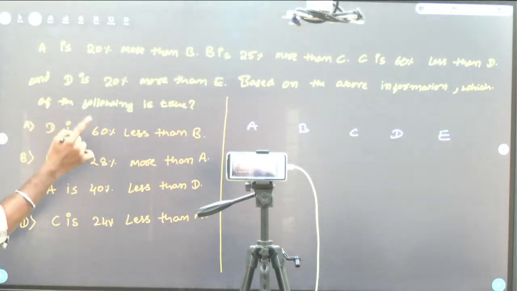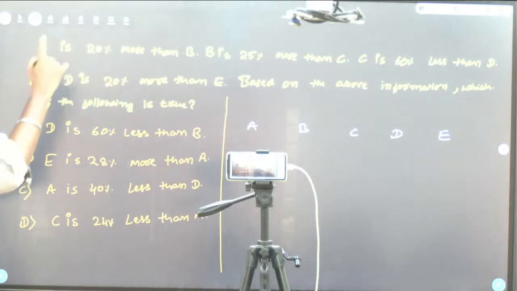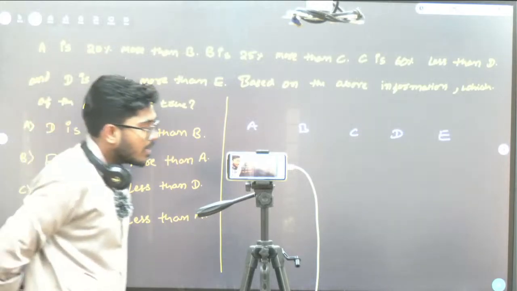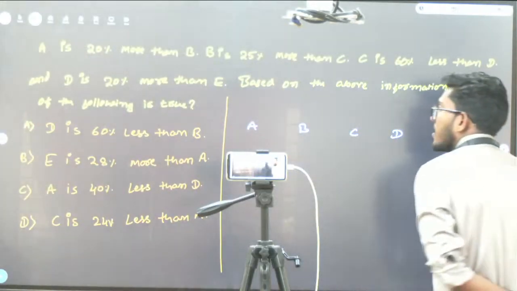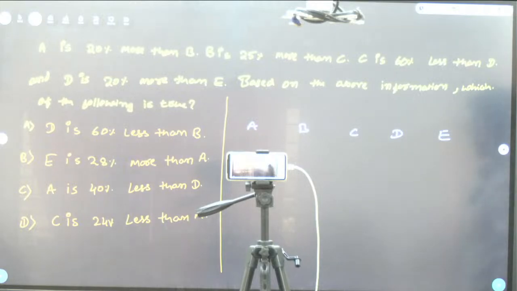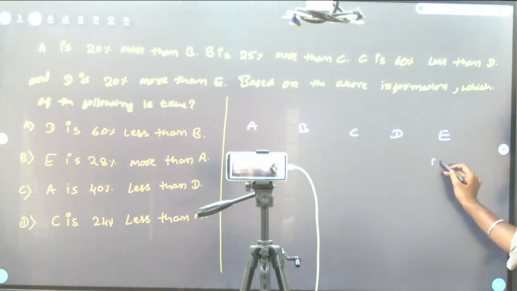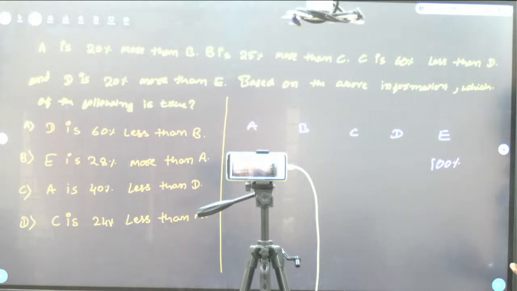Because A is based on B, B is based on C, C is based on D, and D is based on E. E will be the last number you have, and we don't know whatever E has. Let's consider E is 100%. When this type of question comes, start with reversal.